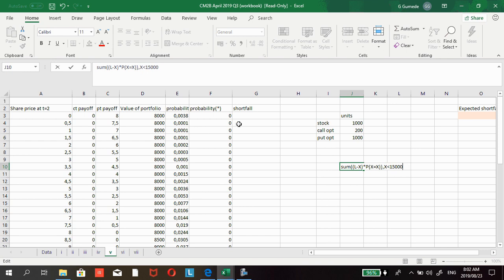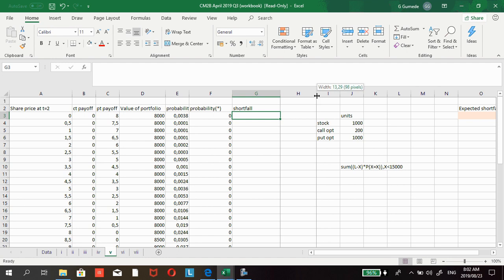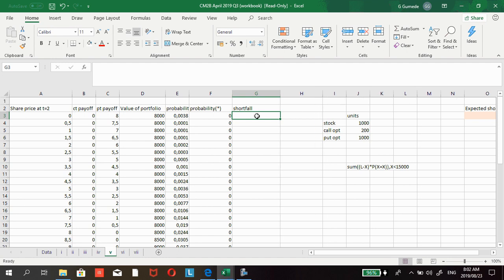So what will be my shortfall here? So my shortfall will be my benchmark L, which is the loan repayment. So I'm going to have 15,000 minus, now my X here is the loan value, okay?